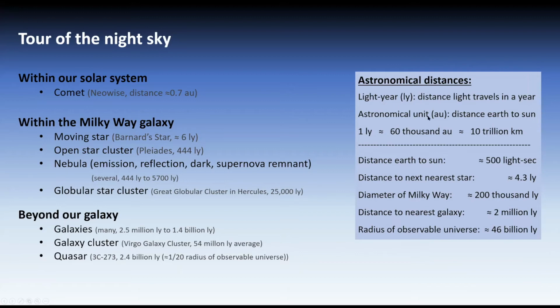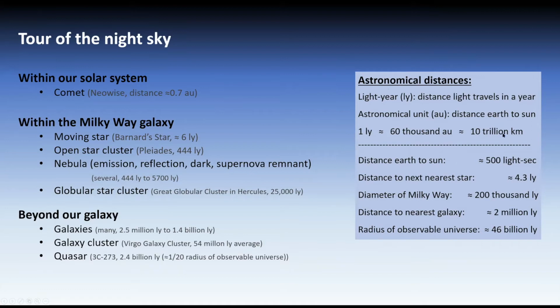1 astronomical unit is the distance from the Earth to the sun. Okay, so 1 light year turns out to be approximately equal to 60,000 astronomical units, and approximately equal to 10 trillion kilometers. So it's a very large distance. So what are the distances to various things?